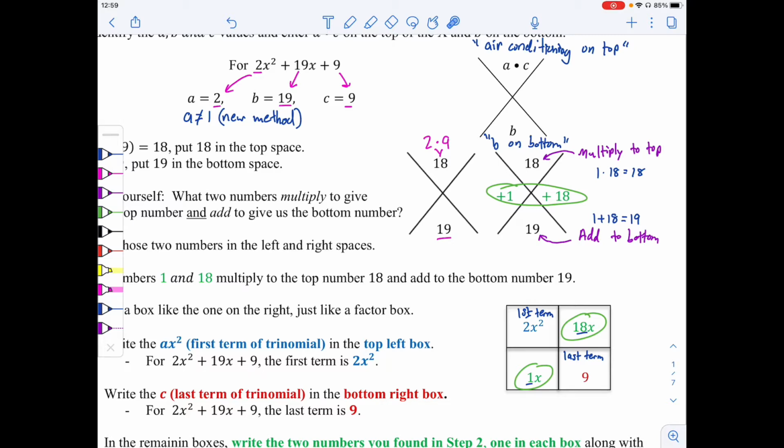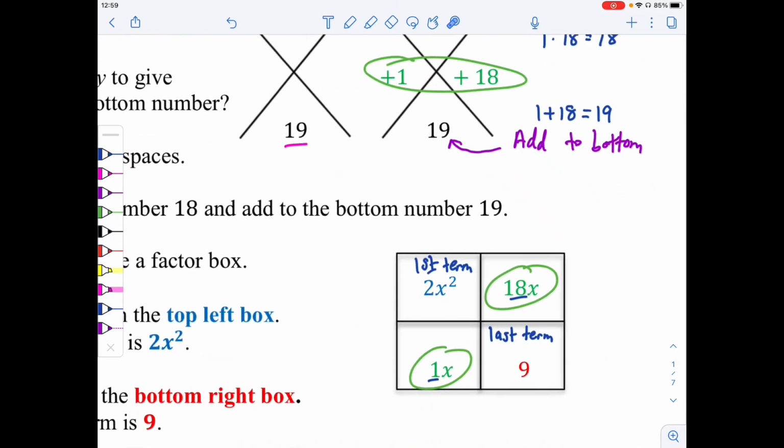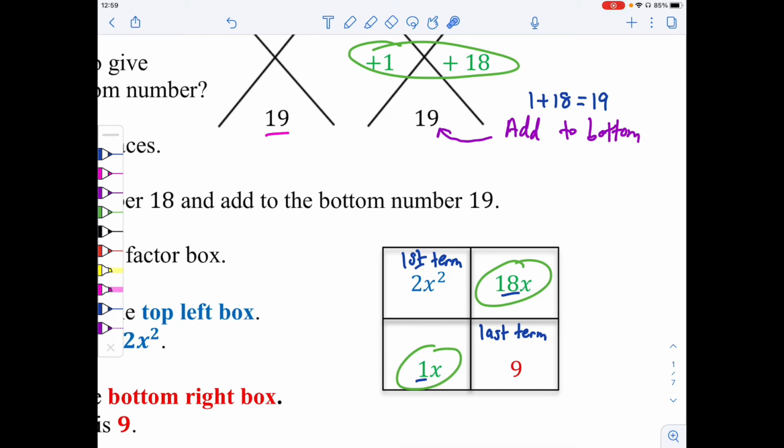So now we've got to figure out what are the binomials that we multiply to get this. To find that, we're going to find the GCF of this row, the GCF of this row, the GCF of this column, and the GCF of this column. The greatest common factor.